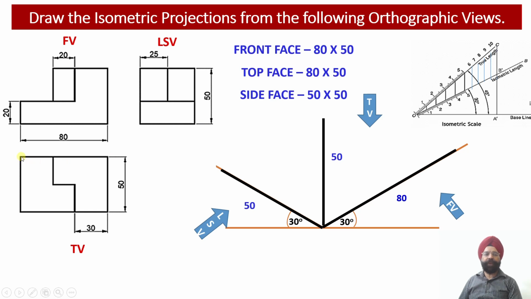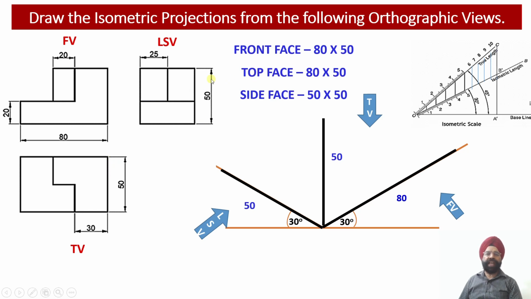Similarly, for the top face, in the top view we can check that the length of the solid is the same, equal to 80 millimeter, whereas the width of the solid is 50 millimeter. So this rectangular surface, which contains the elements of the top view, will be drawn with the size 80 millimeter by 50 millimeter.